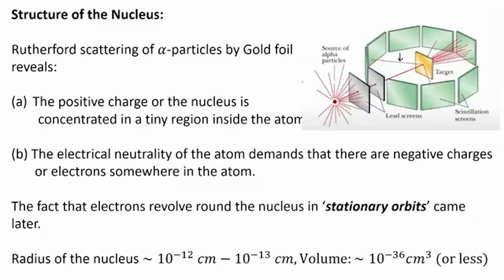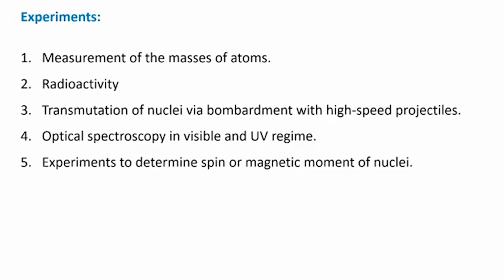So, the radius of the nuclei, or the space that these positive charges occupy, comes out to be 10 to the power minus 12 to 10 to the power minus 13 centimeter, or 1 Fermi, 10 to the power minus 15 meter, which approximately gives a volume of 10 to the power minus 36 cc or less than that. So, what are the experiments?